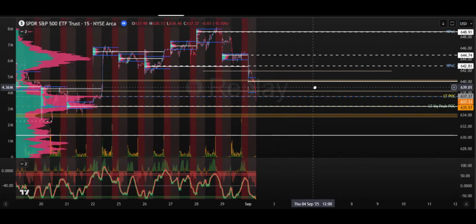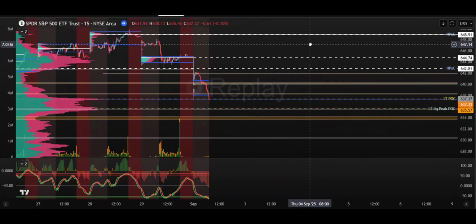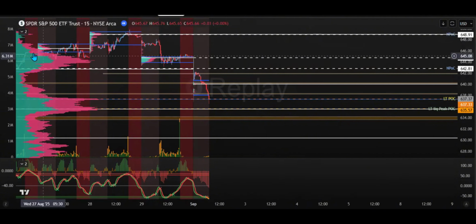Basically, the first thing you have to do is take note of what volume peak you are currently in. So you can see from yesterday or over the weekend, we dropped pretty heavily, gapped down. We were previously in this volume peak up here, and now we dropped all the way down and we're actually in this volume peak right here.